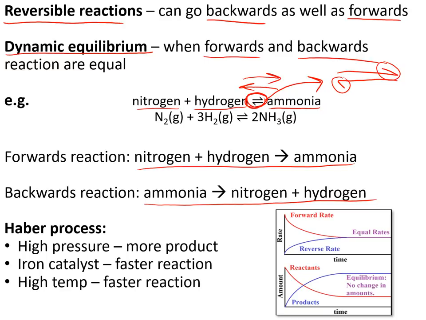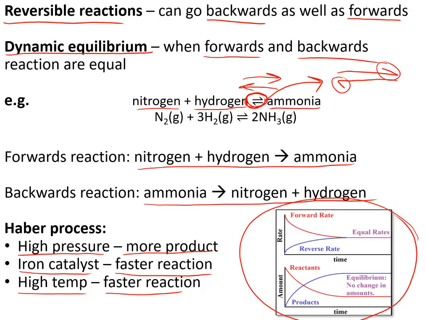nitrogen and hydrogen. This is done on an industrial scale in the Haber process, which uses high pressure to make more product, an iron catalyst to make the reaction faster, and a high temperature to make a faster reaction. This here is just showing graphically what happens. So the rate of the forward reaction starts off quick and gradually decreases, and the rate of the backwards reaction starts off slow and gradually increases, and they meet in the middle at the same rate.